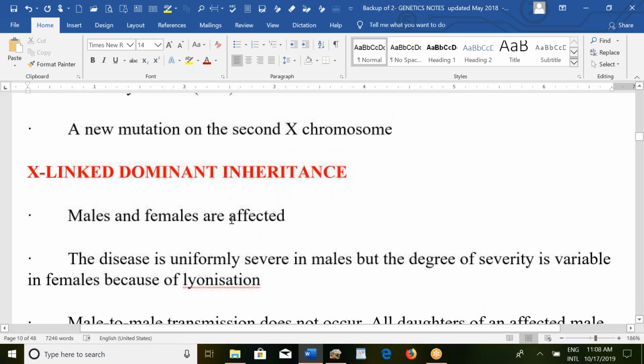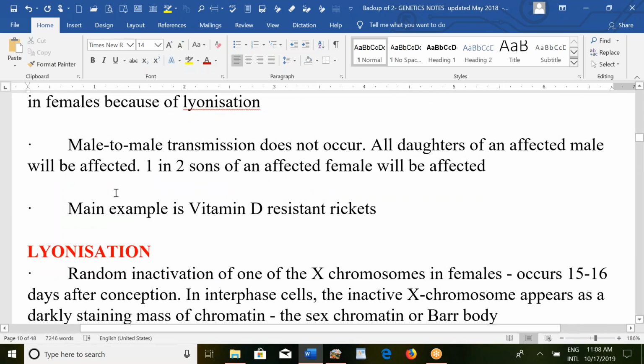Another type of inheritance can be X-linked dominant. So males and females are affected. The disease is uniformly severe in males, but the degree of severity is variable in females because of lyonization. Male-to-male transmission doesn't occur. All daughters of an affected male will be affected. Two sons of an affected female will be affected. Main example is vitamin D resistant rickets.